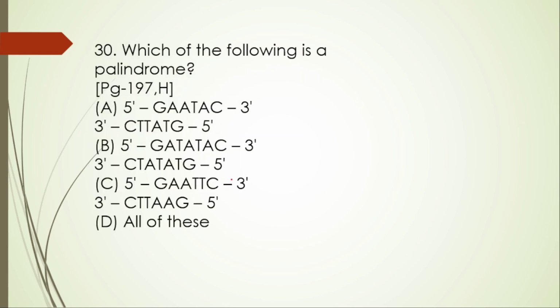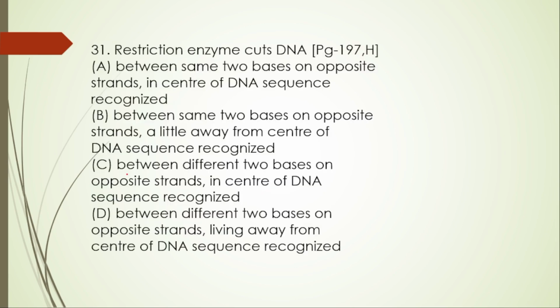30th one. Which of the following is a palindrome? GAATAC and GCTT. No, this one is wrong. GATATAC. No, this one is also wrong. GAATTC, CTTAAG. Yes, this one is right. So the right option is C.